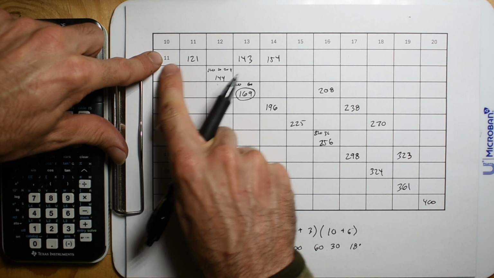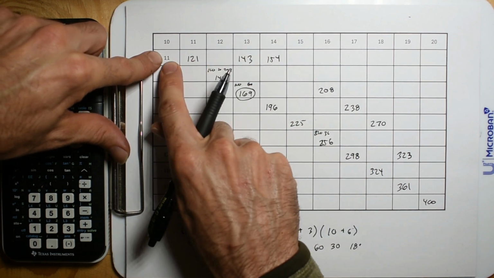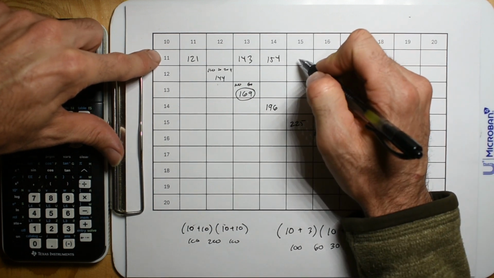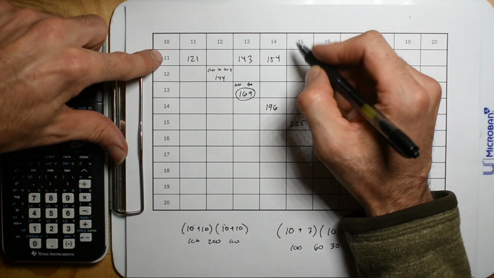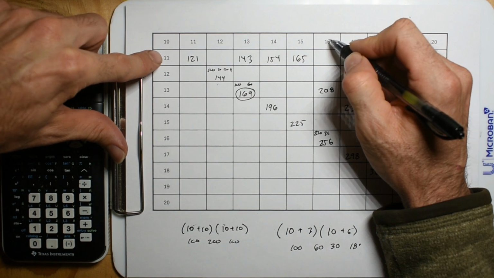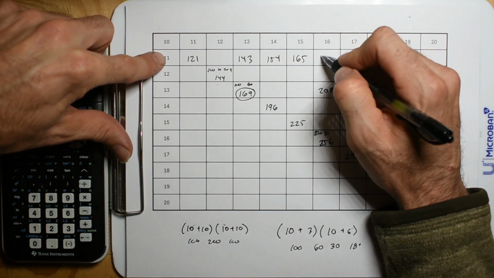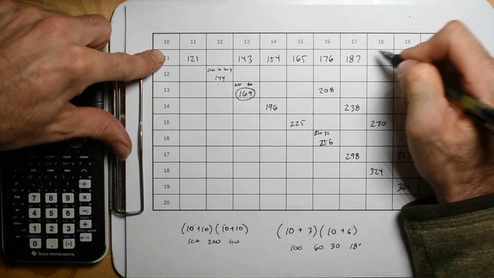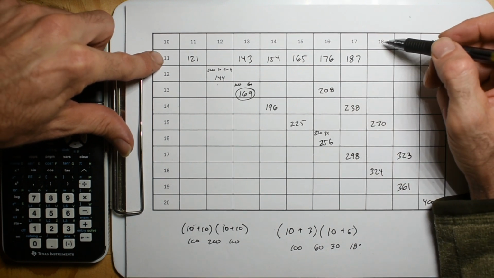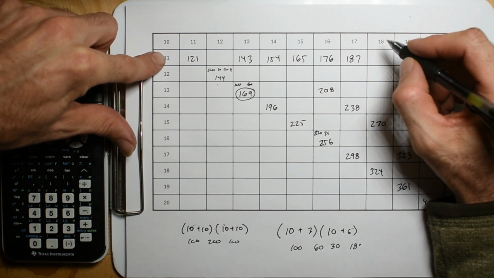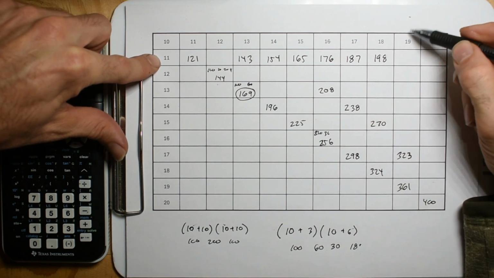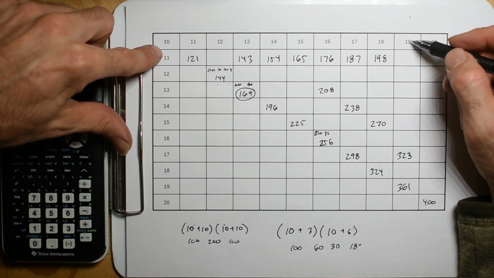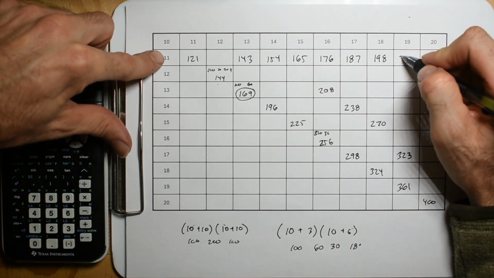So hell yeah. So I did 100, and we're going to have 40 and 10. That's going to be the 50. 4 times 1 is 4. So yeah, let's do this row kind of fast. We're going to have 165. We're going to have 176. We're going to have 187. We're going to have 198. We're going to have 100 plus, we're going to have 200 and 209.